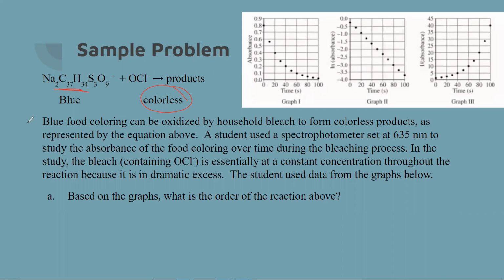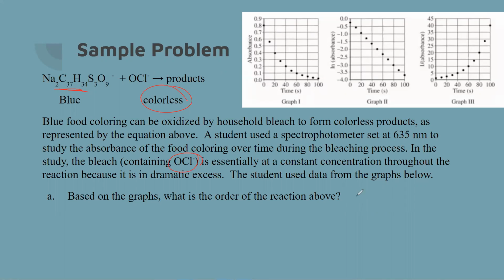And our little blurb says blue food coloring can be oxidized by household bleach to form colorless products as represented by the equation above. A student used a spectrophotometer set at 635 nanometers to study the absorbance of food coloring over time during the bleaching process. In the study, the bleach containing this ion is essentially at a constant concentration throughout the reaction because it is in dramatic excess.